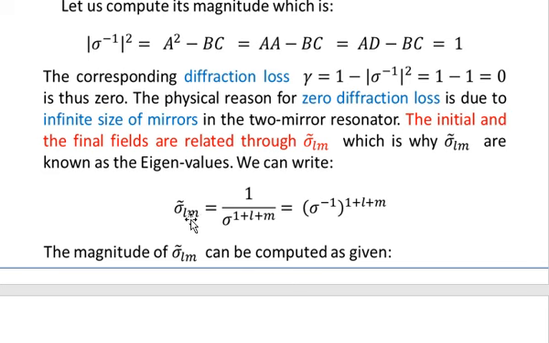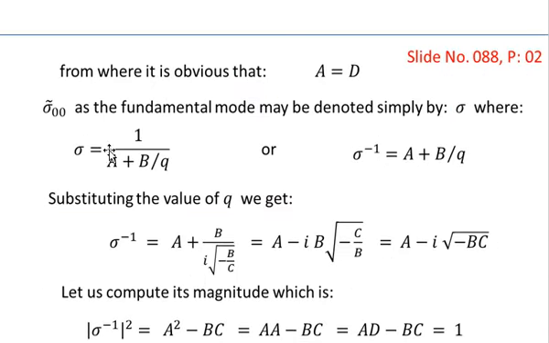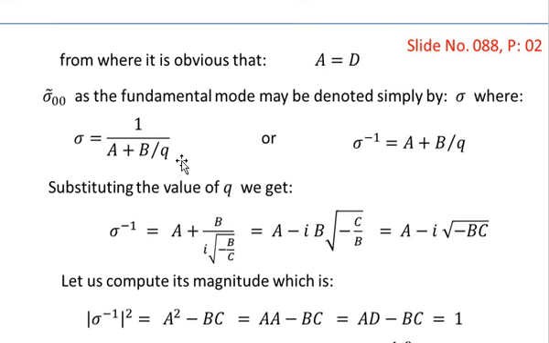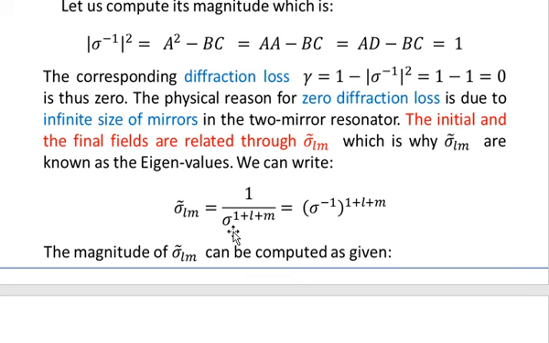And you see that sigma prime Lm is related to sigma through this relationship, because we know that we have this definition of sigma as 1 over A plus B over Q, and if you consult the previous slide, you will find there that sigma prime Lm is equal to 1 over A plus B over Q raised to power 1 plus L plus M. So that's why I have taken that relationship from there, and then I have correlated the two sigmas, that is, sigma prime Lm is equal to 1 over sigma raised to power 1 plus L plus M. And this can be written as sigma inverse raised to power 1 plus L plus M.